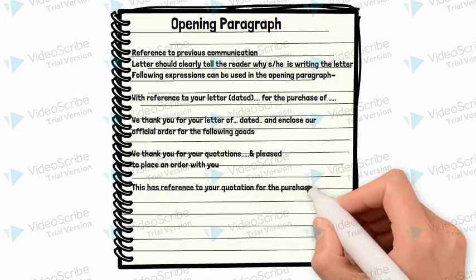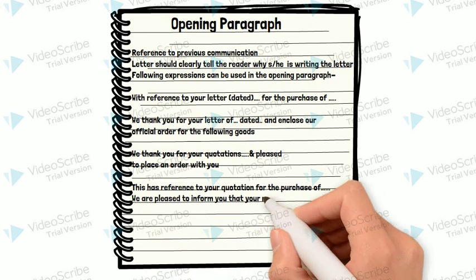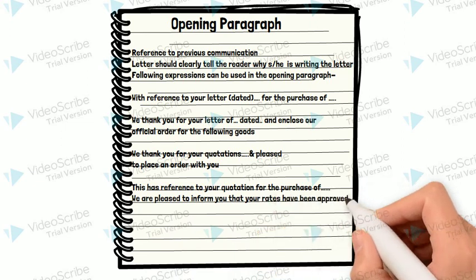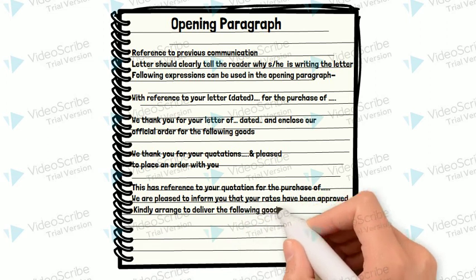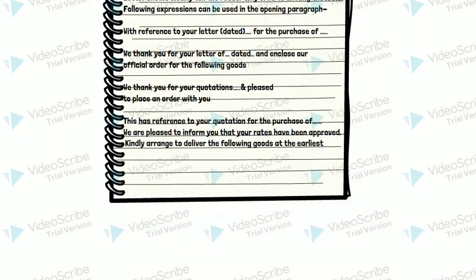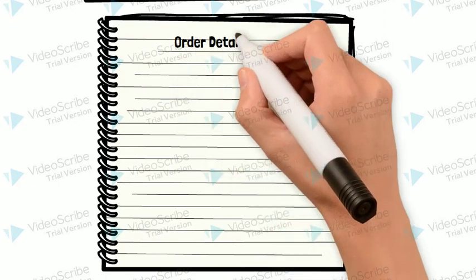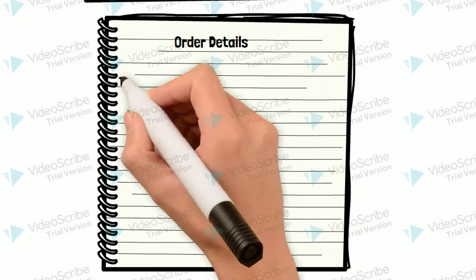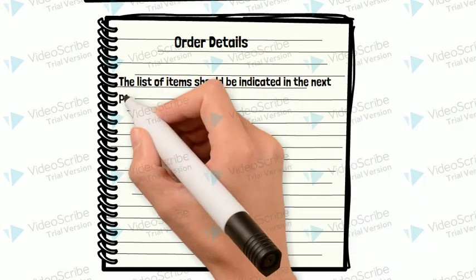This has a reference to your quotation for the purchase of this particular order. We are pleased to inform you that your rates have been approved. Kindly arrange to deliver the following goods at the earliest. Now let's come to the order details. The list of the items should be indicated in the next paragraph in tabular form.